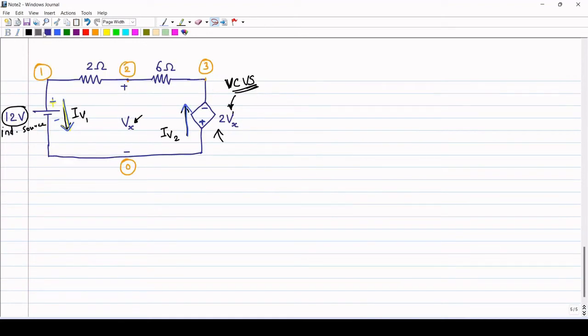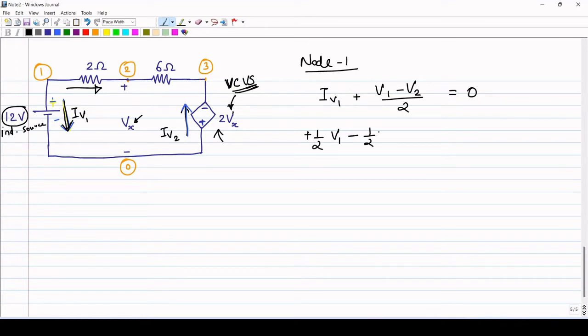So let us start with node 1. In node 1, IV1 is coming out. So IV1 plus current flowing through this 2 ohm, which is (V1 minus V2) by 2, is equal to 0. So our first equation will be plus half V1 minus half V2 plus IV1 equal to 0. This is our first equation.